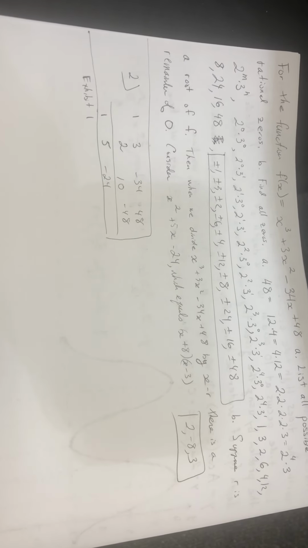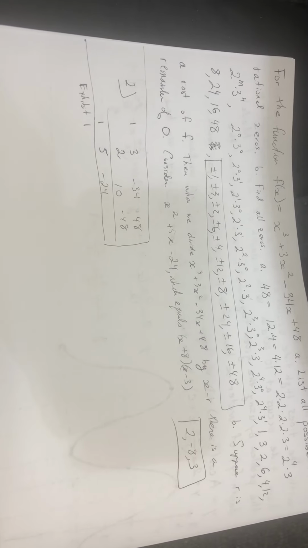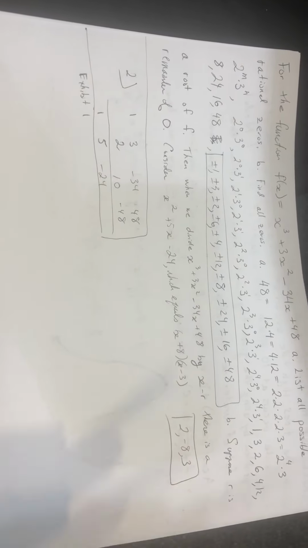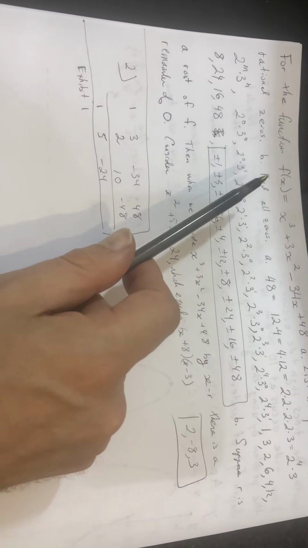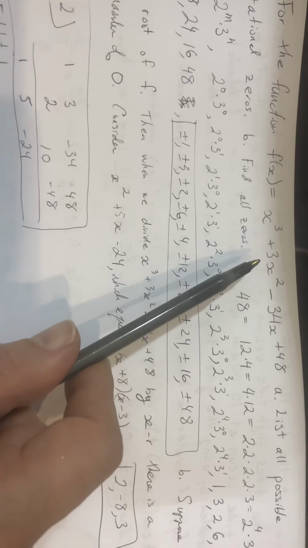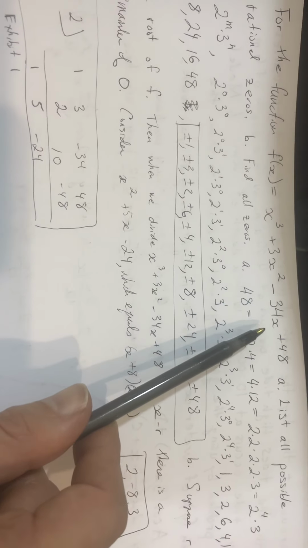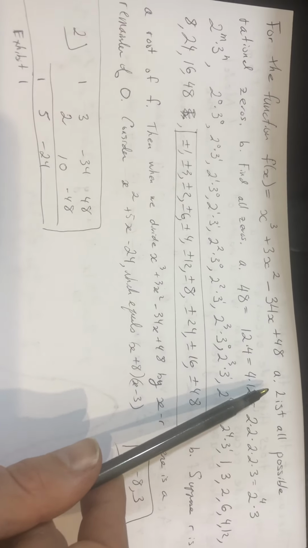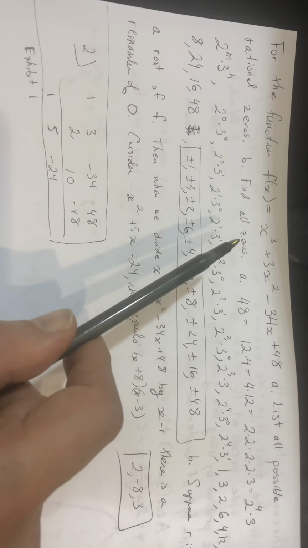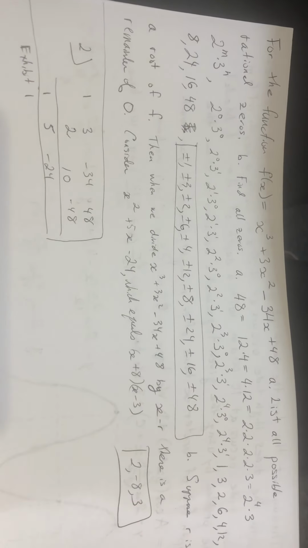All right, let's do a problem about, this is like synthetic division. For the function f of x equals x cubed plus 3x squared minus 34x plus 48. A, list all possible rational zeros. B, find all zeros. So this is like a typical homework problem.